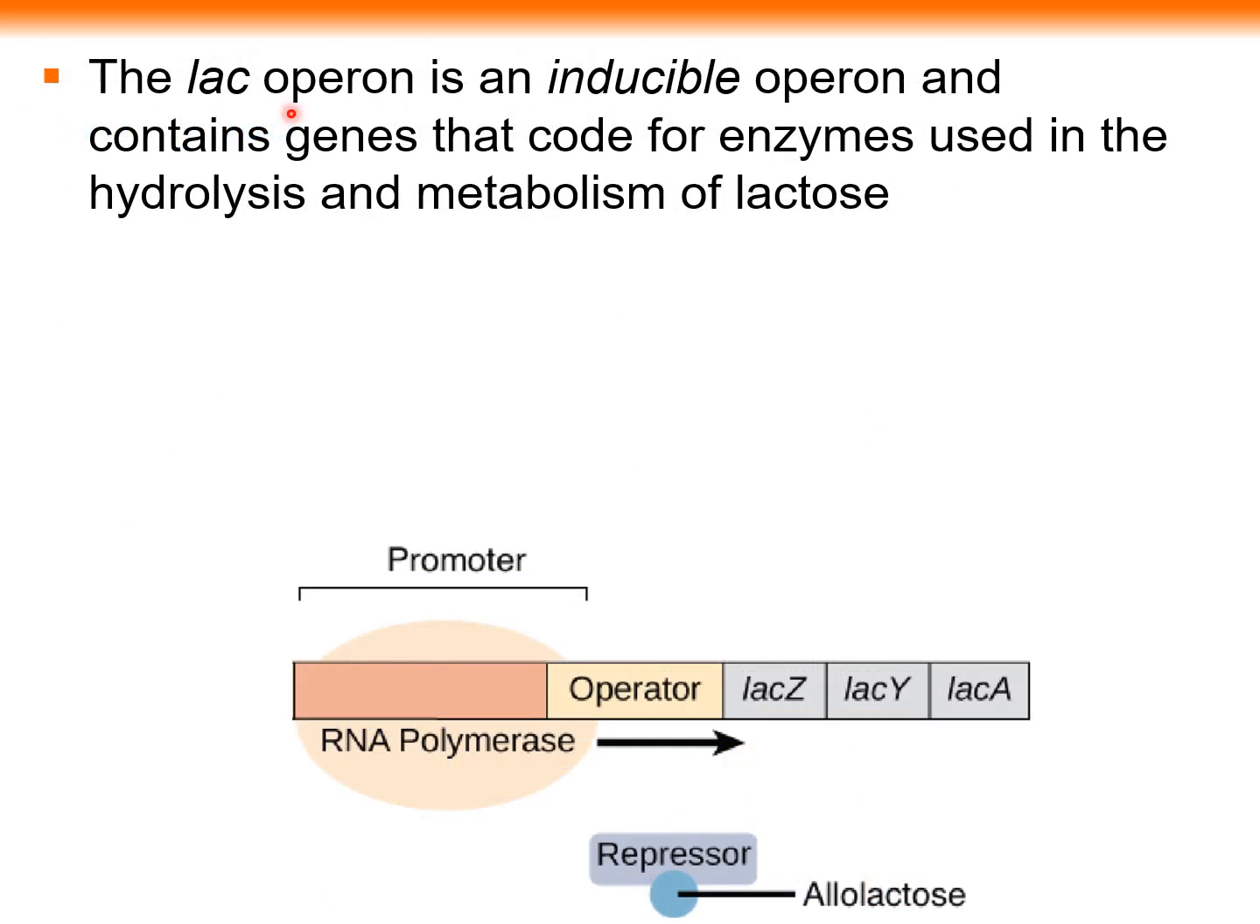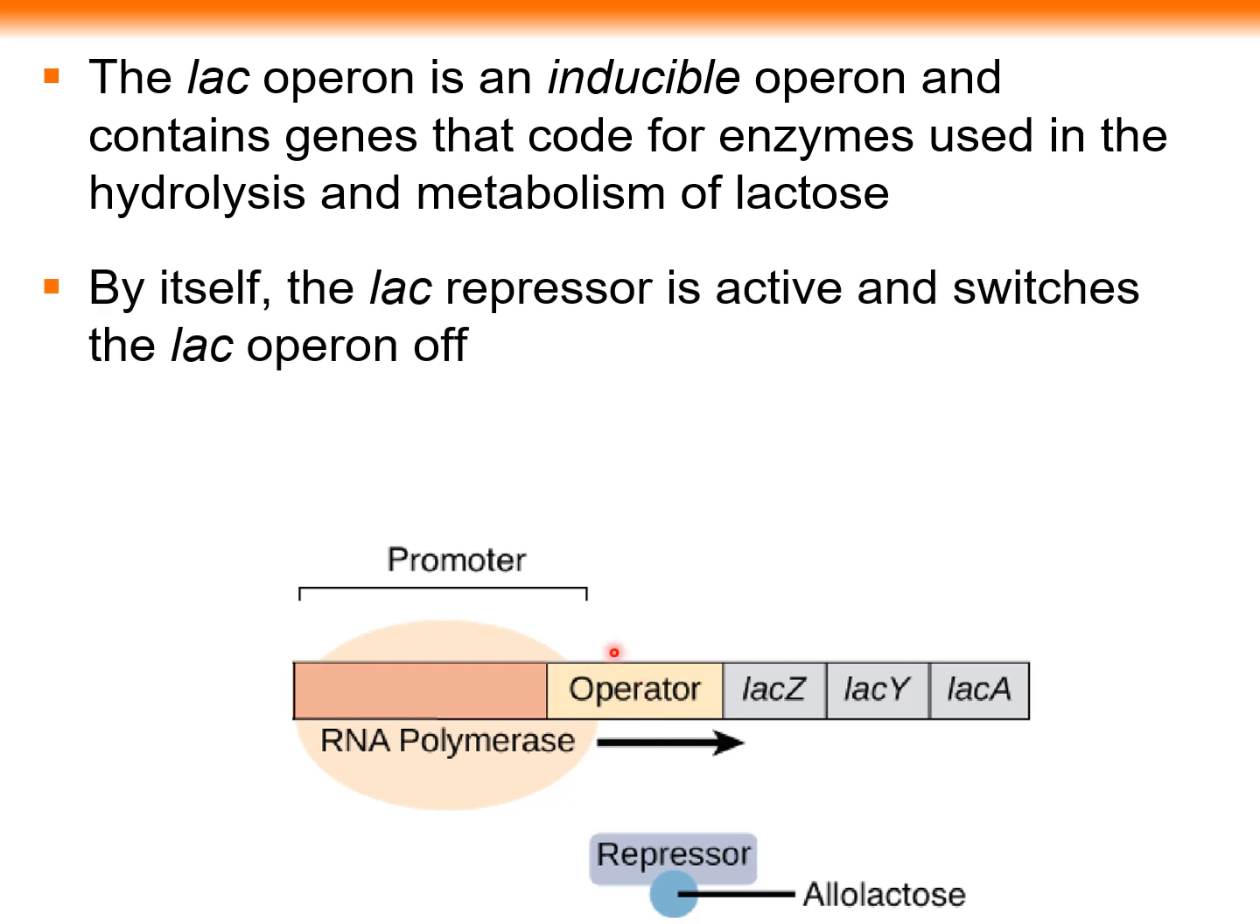So here's our model inducible operon, the lac operon. Got three genes in there. We've got our operator sequence that a repressor normally binds to. This repressor doesn't need a co-repressor. So by itself, the repressor is active, so it prevents RNA polymerase from transcribing those genes.